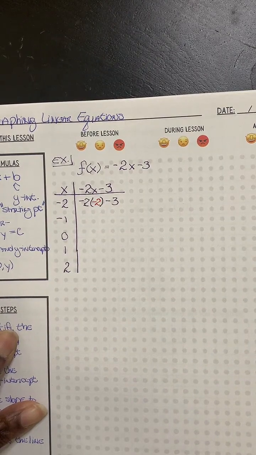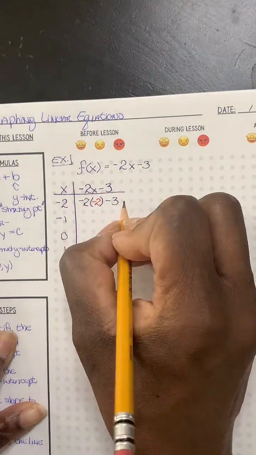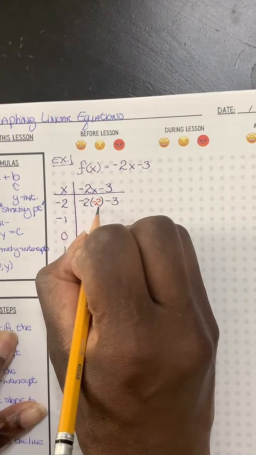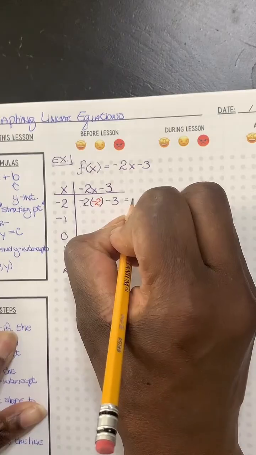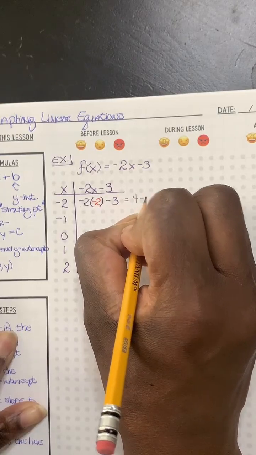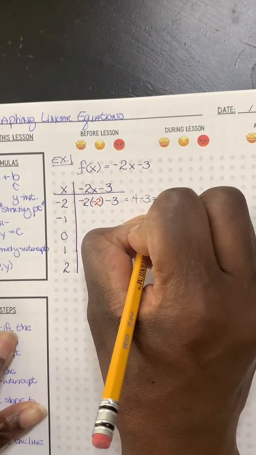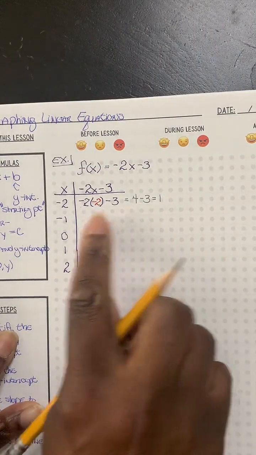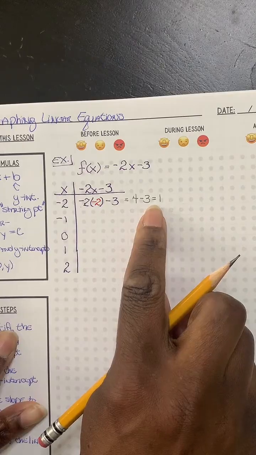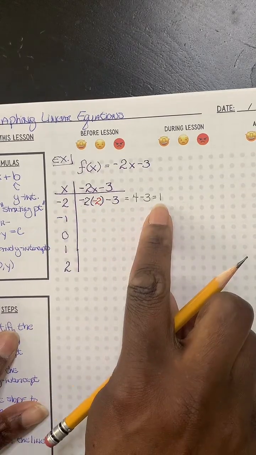So now I can really figure it out. Negative 2 times negative 2, that will give me a positive 4. And 4 minus 3, that'll give me a 1. So the ordered pair for the first point that I have here is negative 2, 1.